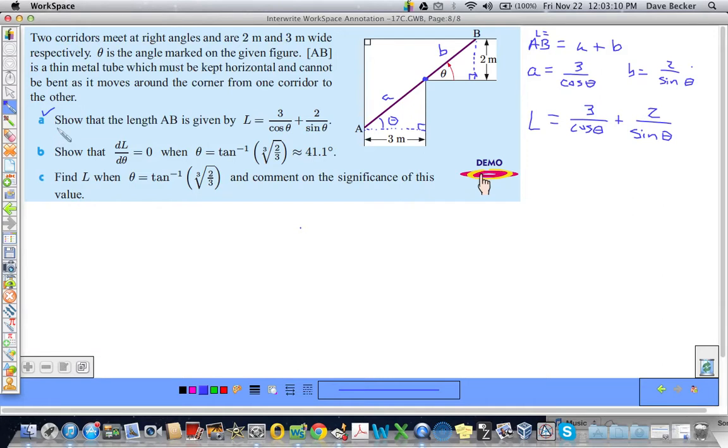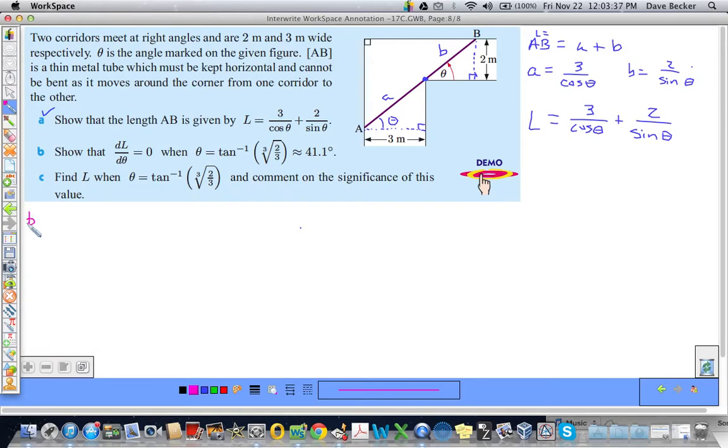Check! All right. Show that the derivative of the function L with respect to theta is equal to 0 when theta is approximately equal to 41.1 degrees. Okay, so we have to take the derivative, set it equal to 0, and find theta. Okay, so I'm going to rewrite L.